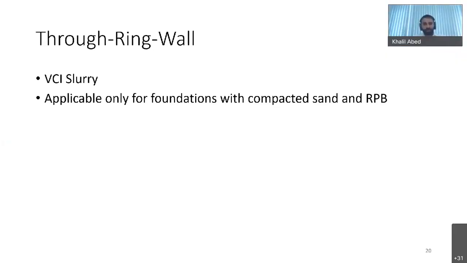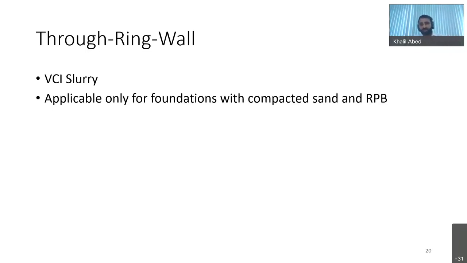The second application methodology is the through ring wall application, and this application methodology is applicable for tanks specifically constructed on ring wall, whether it's concrete ring wall or crushed stone ring wall, with clean sand, because again, the presence of oily sand or the presence of asphalt may reduce the diffusion of the VPCI if injected underneath these layers, because the diffusion rate of vapor phase corrosion inhibitors through such layers is very low.